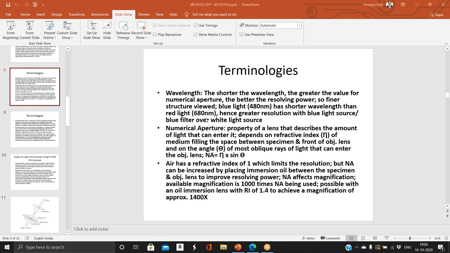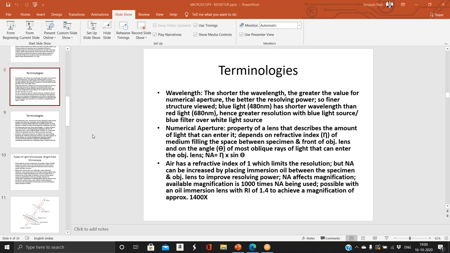So finer structure can be viewed, which means blue light, around 480 nanometer, has a shorter wavelength than most of the others. Red light, UV. UV is between 100 to 400. Red light is 680. Even blue light. That's fine. So greater resolution with a blue light source, blue filter over white light source.